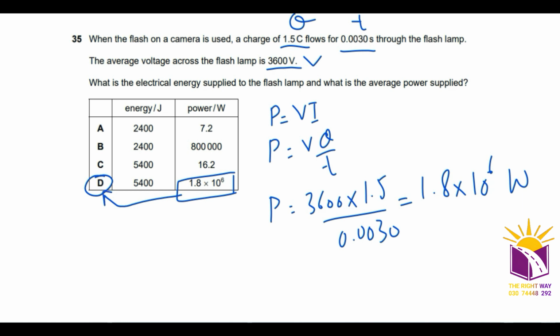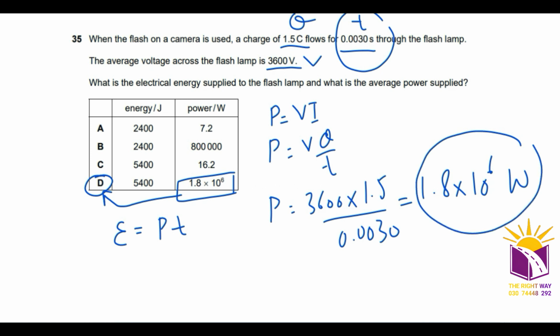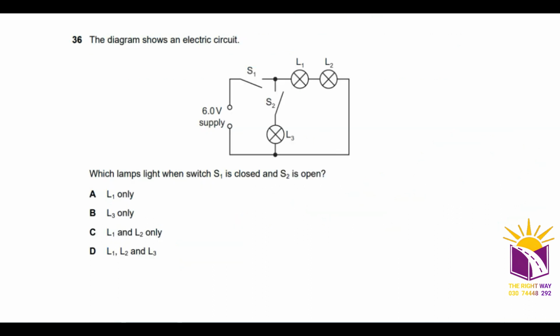You can also calculate energy by using the formula E is equal to P multiplied by T, as we know that P is equal to E by T. By using the value of time and power, you can calculate energy, which will be equal to 5400 joules.